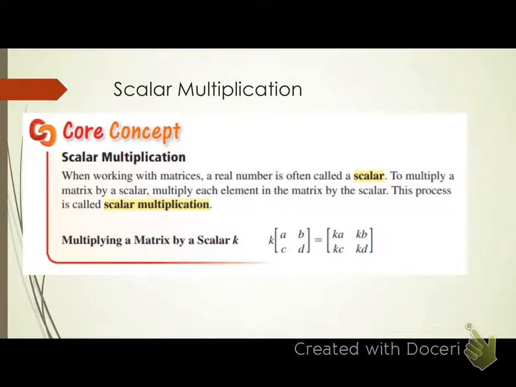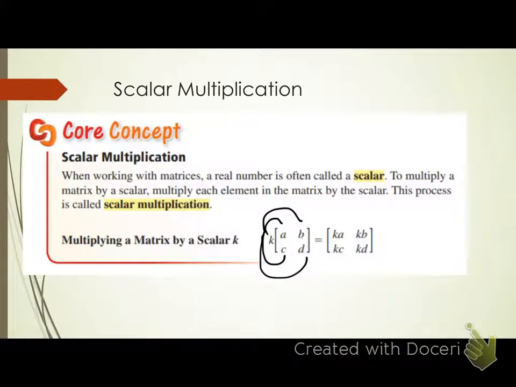Let's talk about scalar multiplication. When working with matrices, a real number is often called a scalar. To multiply a matrix by a scalar, multiply each element in the matrix by the scalar. This process is called scalar multiplication. So it's almost as if you're just distributing your scalar to each element of the matrix.